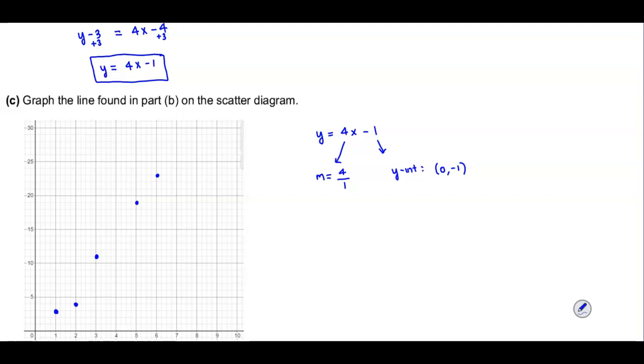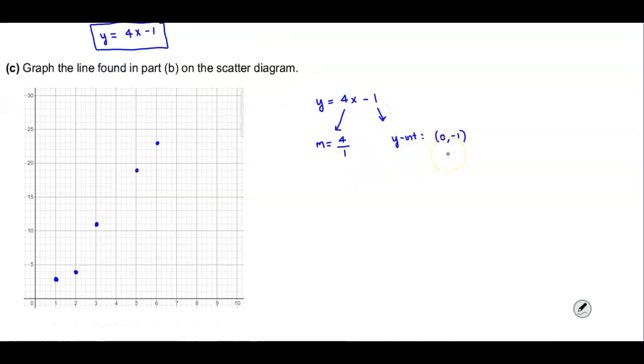Okay, so let's go ahead and draw this line. The first thing we need to do is find where the point 0, negative 1 is located. It is located right here. Since this is where our 0, negative 1 is located, now we want to use our slope. Our slope tells us that we're going to go up 4 units because it's positive. And then it's a positive 1, so we're going to go to the right 1 unit.